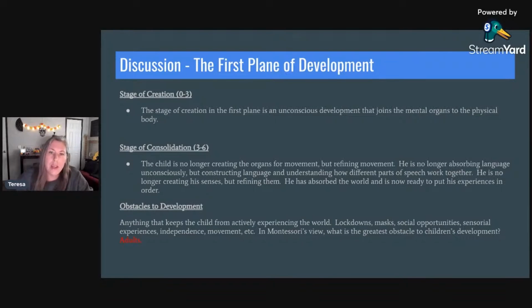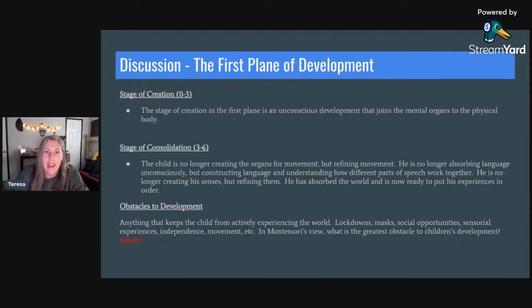So in the stage of creation, in the first plane of development, it's this unconscious development. It's that period where the mental organs are connecting to the physical organs that are developing. Remember, in the prenatal development, the body is just being created. It's all being created. Nothing is cohesive. Nothing has come together. It really takes being born and using the organs to complete them. So we have this stage of creation in the first plane that's unconscious, where the child is absorbing everything around him.